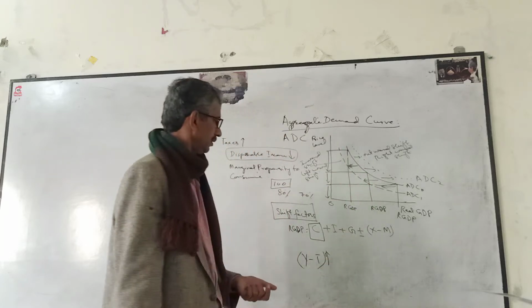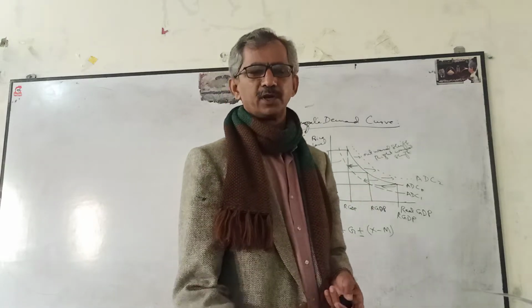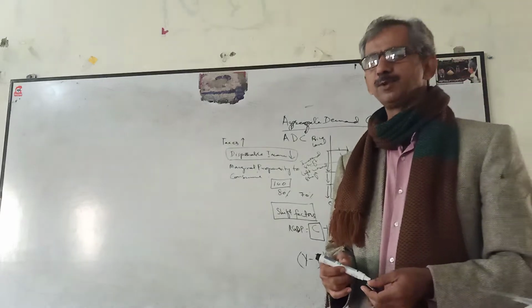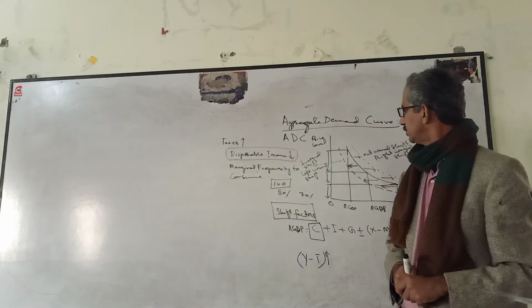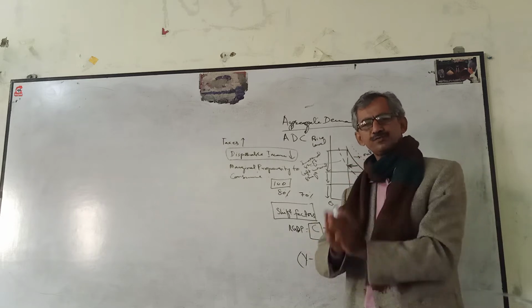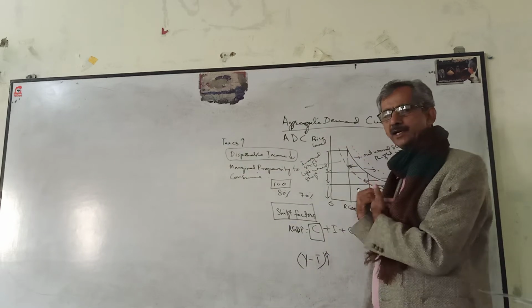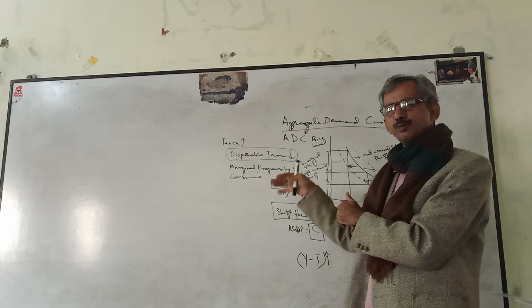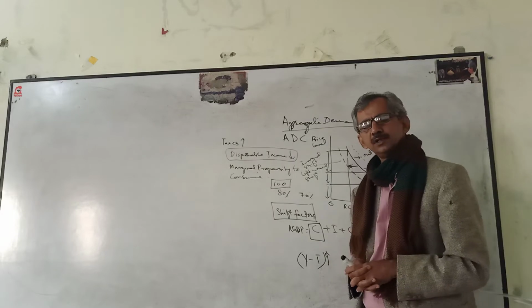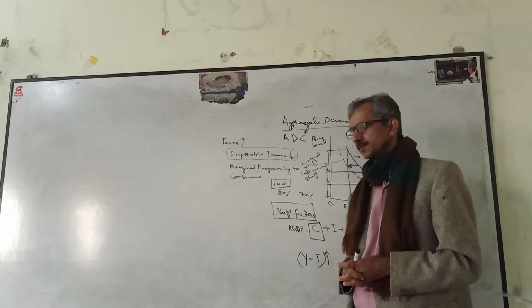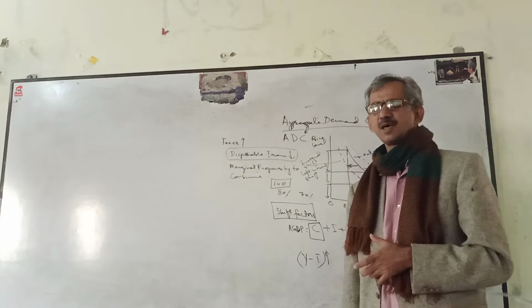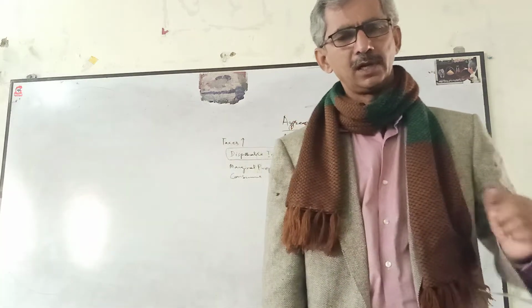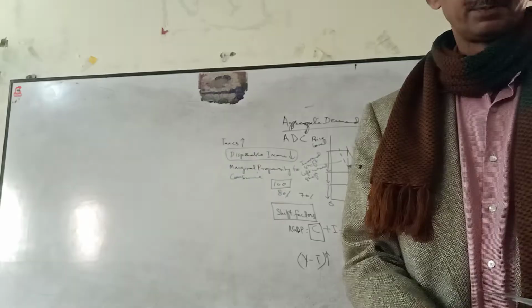So it's very simple to explain that whenever the disposable income of the people increases, they start spending more and the aggregate demand curve will shift outward, or in the rightward direction. It means now people are buying more at all available prices, and when disposable income falls, the people start buying less at all available prices.